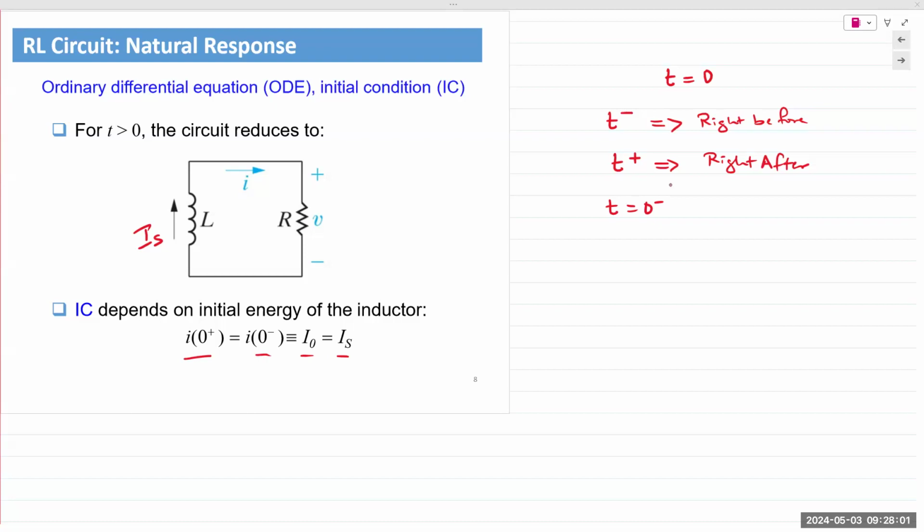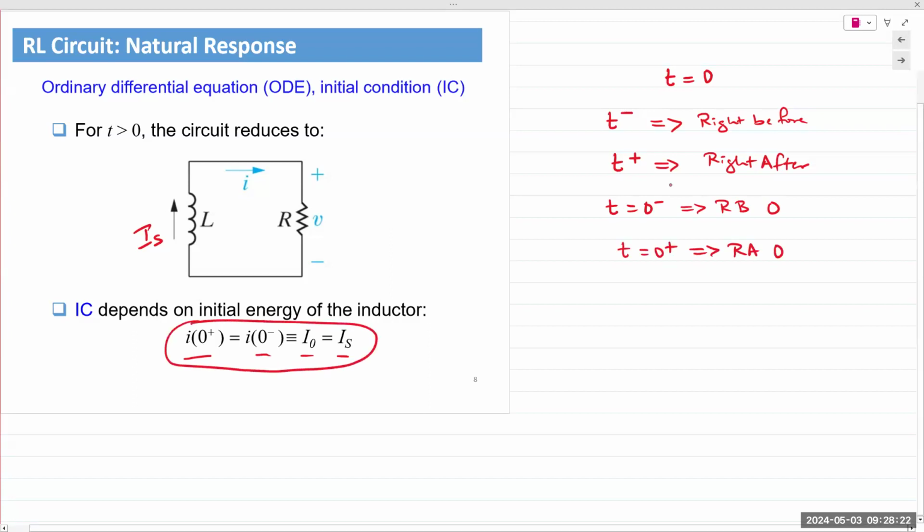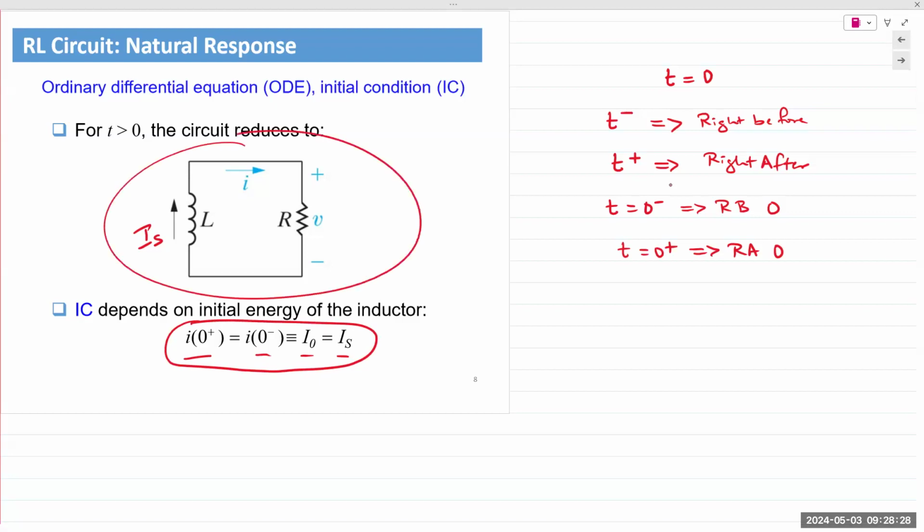Okay. So again, t equal to 0 minus is right before 0, and 0 plus is right after 0. It simply allows us to make this assumption, without which we would have no idea what the energy in that inductor is. So if we look at the circuit right now, nothing is given to us. We have no idea what the value of current for the inductor is. So we assume that from the previous state. We are not analyzing the previous state. We are simply using the previous state in order to set up our analysis.